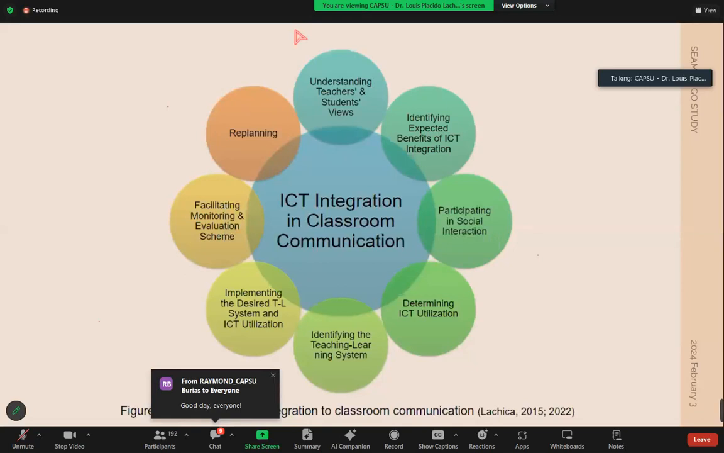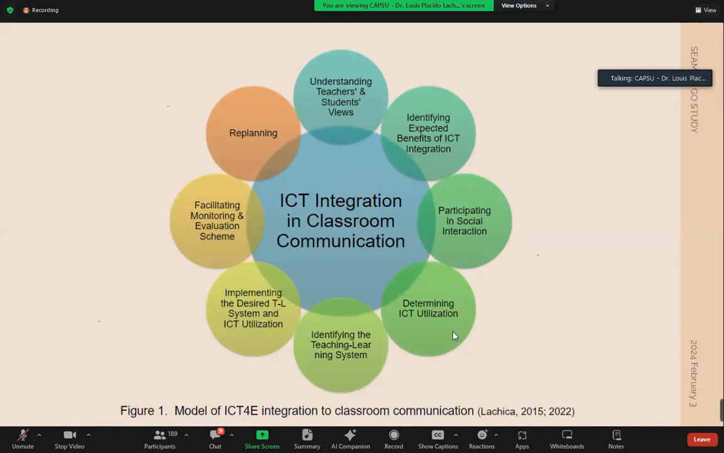First is focusing on understanding teachers' and students' views on ICT integration and classroom communication, followed by identifying expected benefits of ICT integration. What would be beneficial out of integrating ICTs in classroom communication, both for the lecturers and the learners. Next is participating in social interaction. This means discourses between and among learners, teachers, co-teachers, administrators, and other stakeholders involved in the educational system.